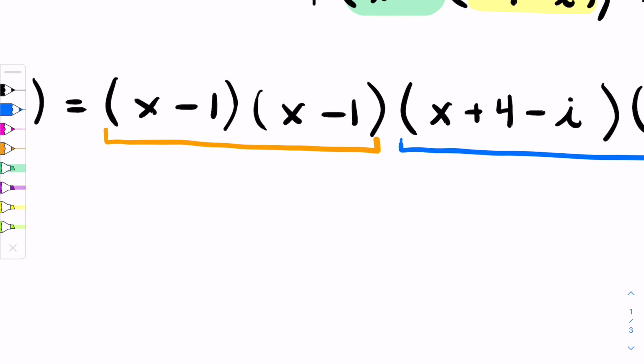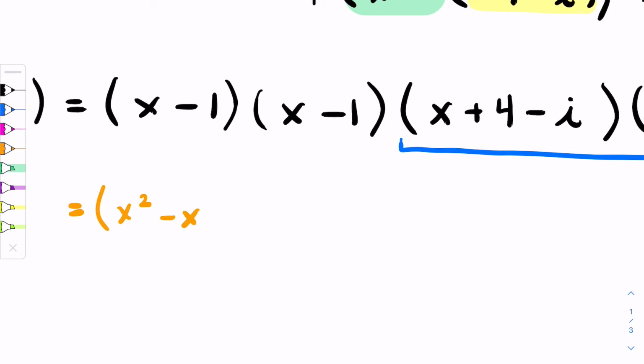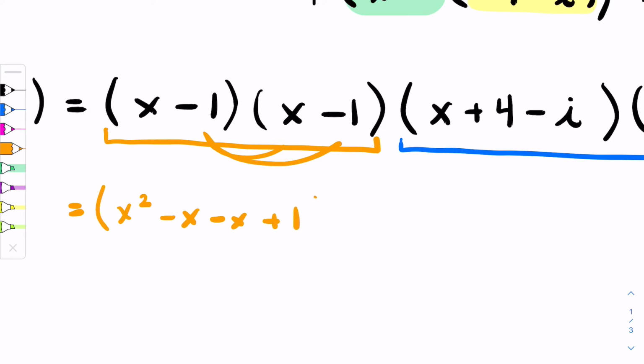For the first group, remember you're distributing. x times x, I'll do all of this in orange. x times x is x squared. x times -1 is -x. -1 times x is -x, and -1 times 1 is +1. Those are your first two factors multiplied together.